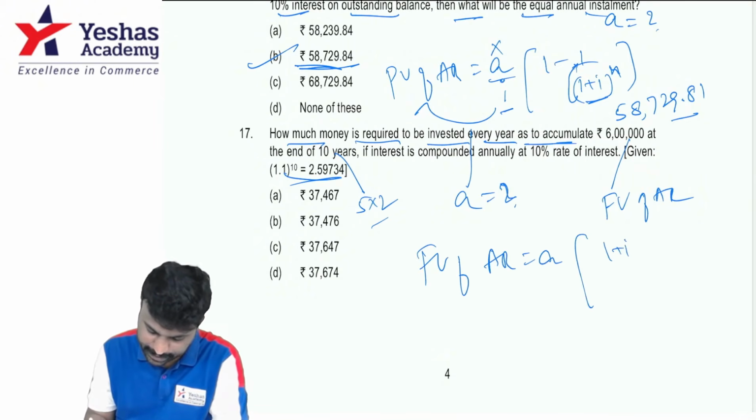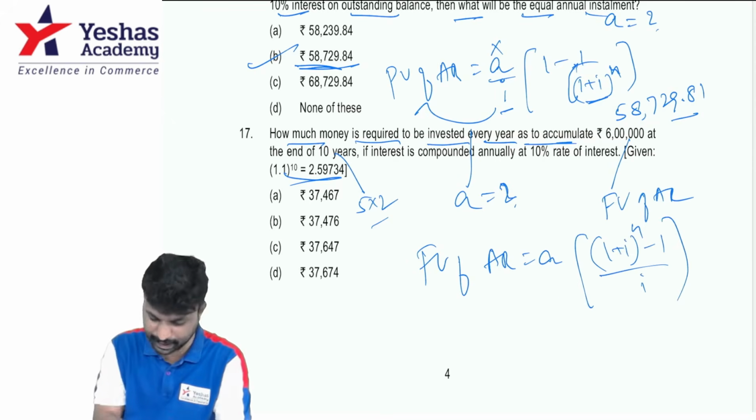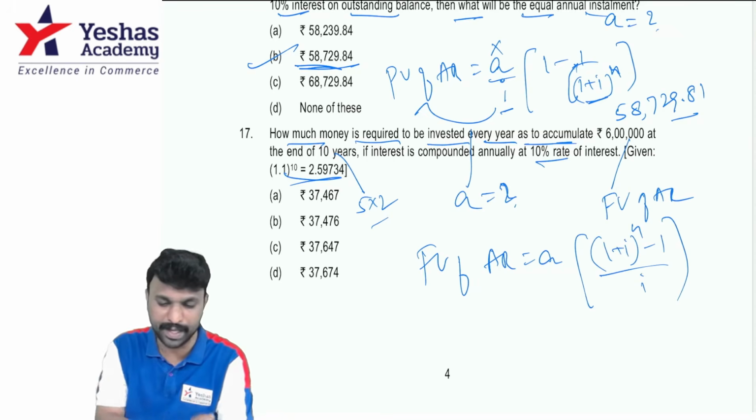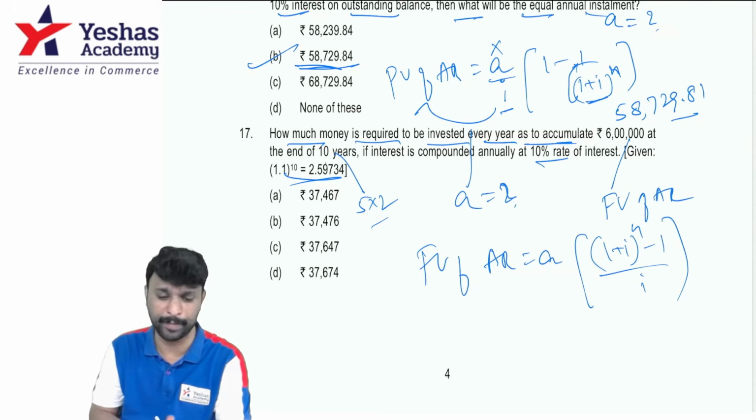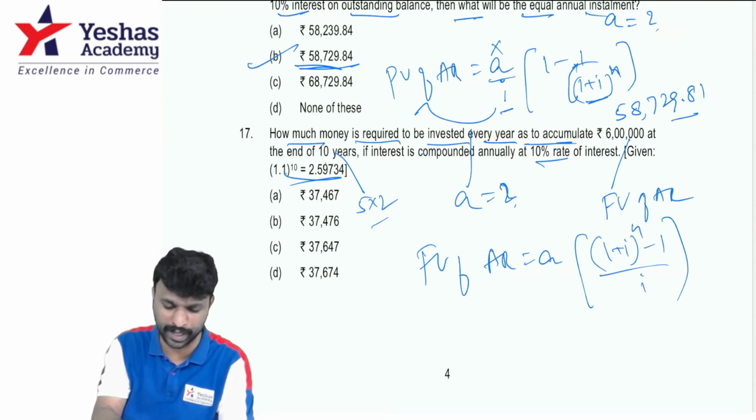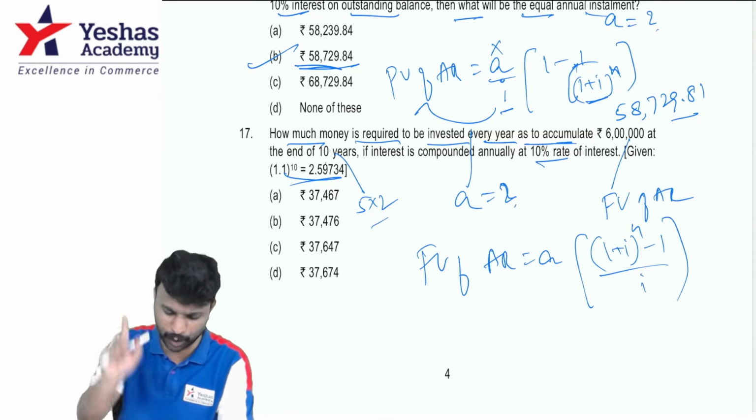A into (1 plus I) whole power n minus 1 divided by I. So 1 plus I, that means 1 plus how much percent? 10%. 1 plus 10%. Press into, for the power 5, because we are splitting 10 as 5 into 2, for power 5 equal 4 times. 1, 2, 3, 4. Into, for power 2 equal only once.